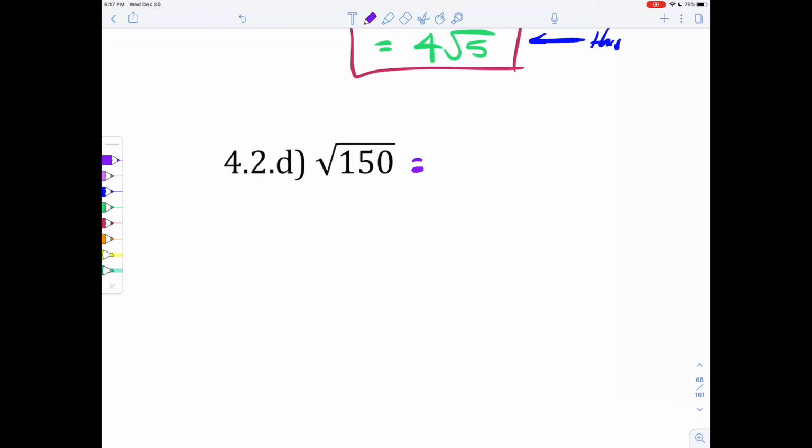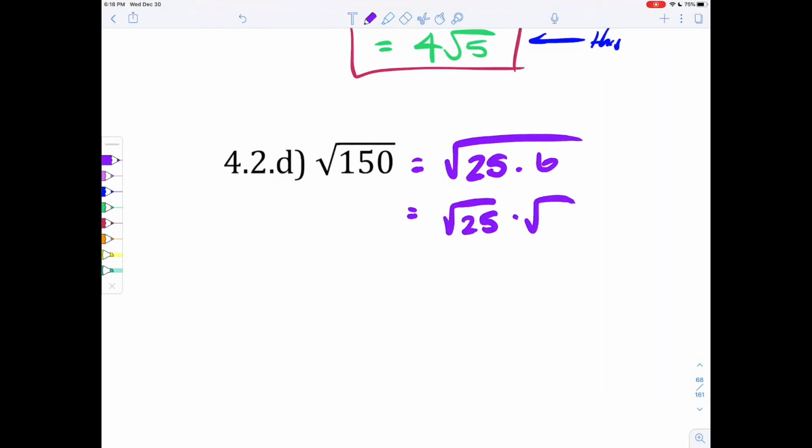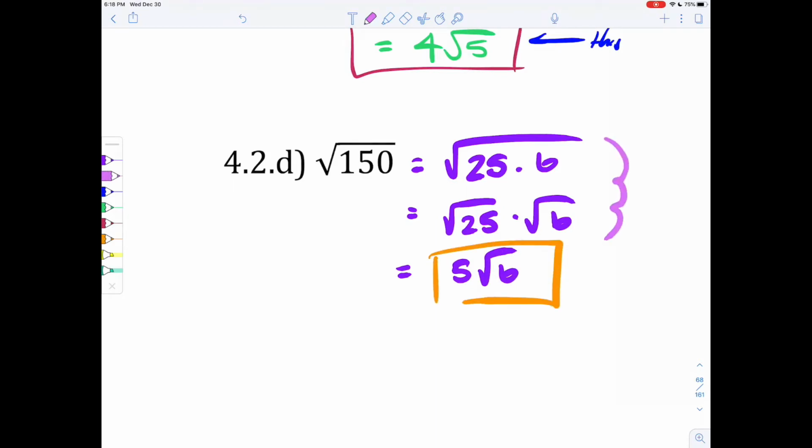Okay? And last but not least, 150. So if I'm looking at that, my go-to head brain answer is 25 times 6. So I'm going to see the square root of 25 times the square root of 6, which is 5 root 6. And again, like Mr. A was saying, you only need to show one of those two as well as your final answer. And it doesn't matter which one you show as long as it's one of them.